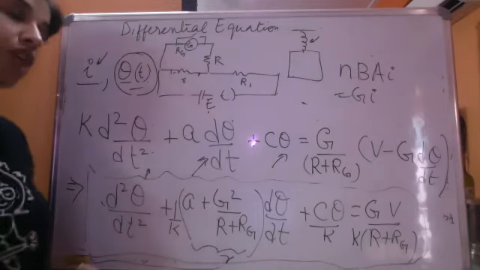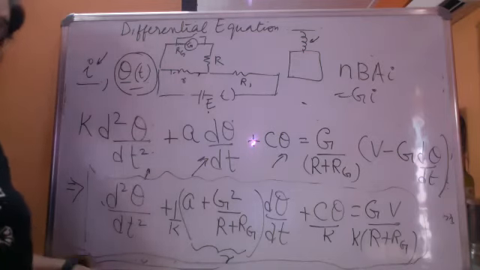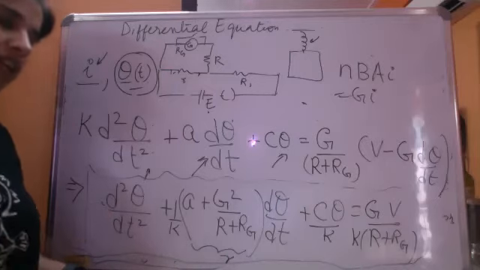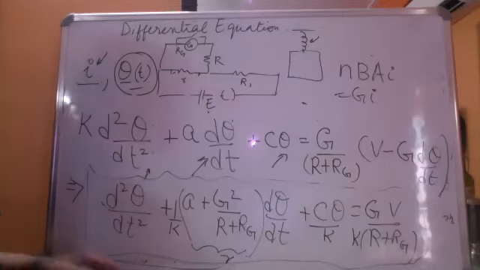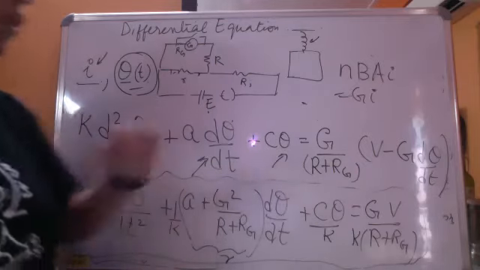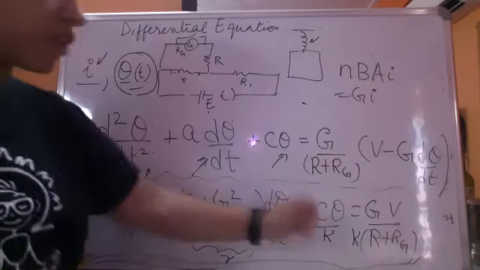That is, whether you will have underdamped, critically damped, or overdamped solutions is going to depend upon the ratio of this term to this term. And this is a driven oscillator.